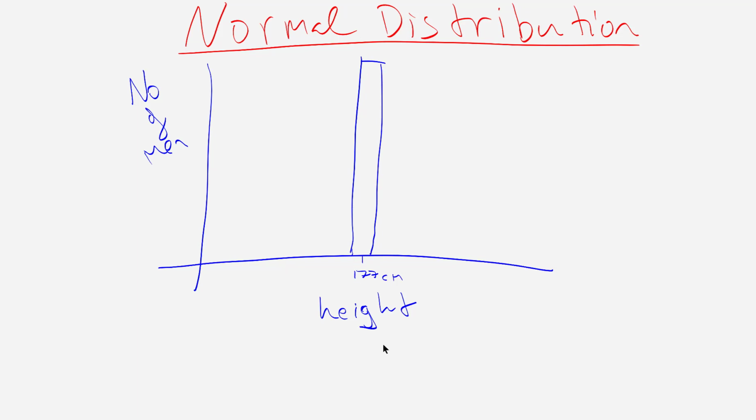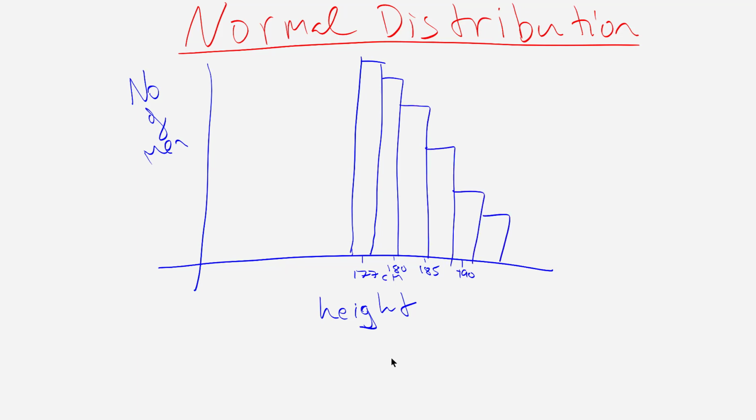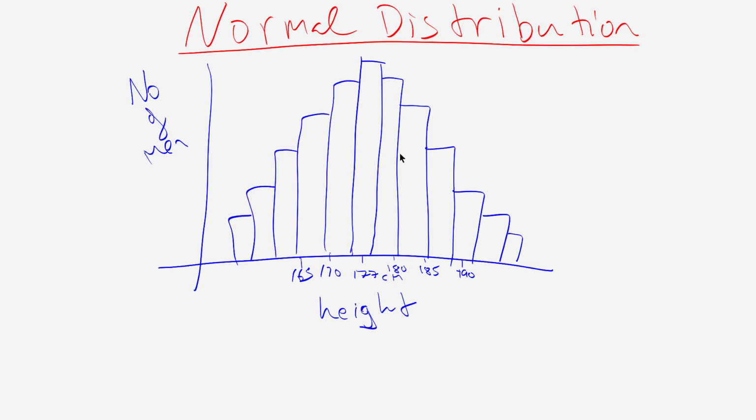than any other height. Then as you start to go above average, so you go to 180, 185, 190, there's less and less men at those heights. As you keep going higher and higher, to 6 foot, 6'6", and so on, there's less and less men that have that height. And same as you go shorter. As you come shorter, down to 170 centimeters, 165 centimeters, and so on, there's less and less men at that height as well.